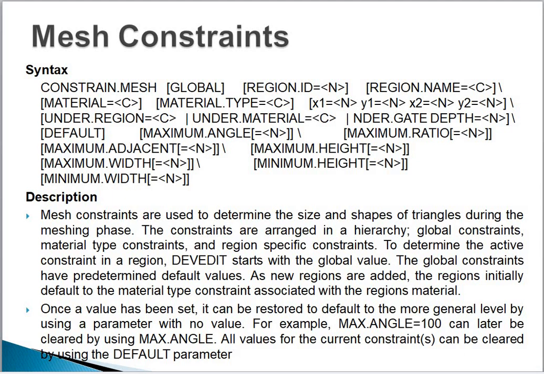Once a value has been set, it can be restored to the more general level by using a parameter with no value. For example, maximum angle 100 can later be cleared by using maximum angle with no value. All values of the current constraint can be cleared by using the default parameter.